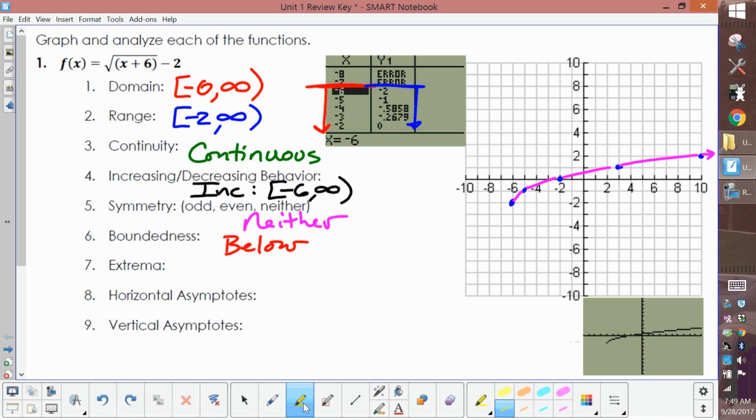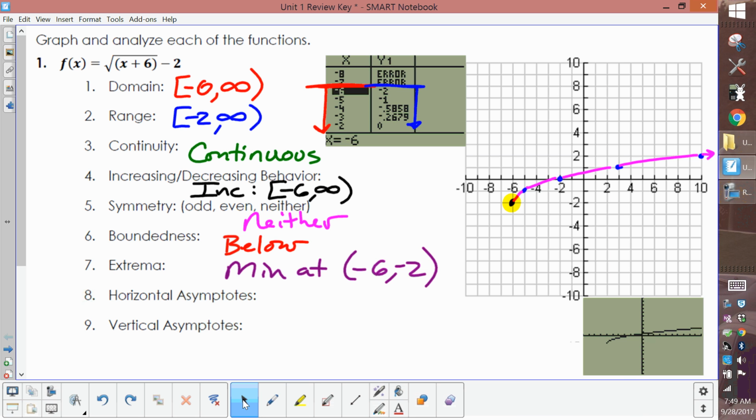Extrema. There is a local extrema. There is a min at this point right here. So I would say min at the coordinate -6, -2.